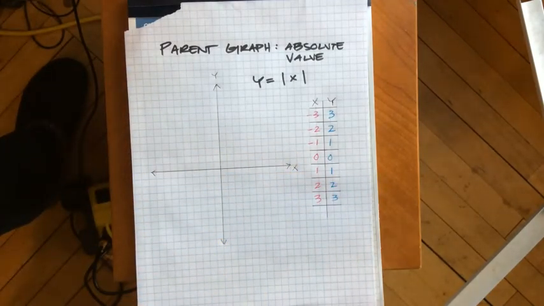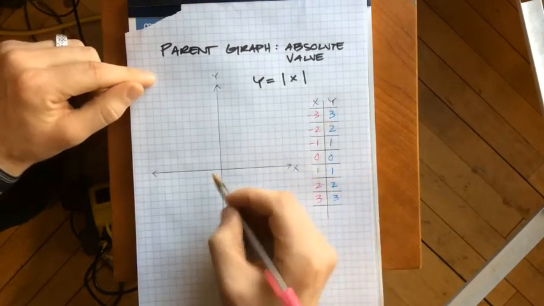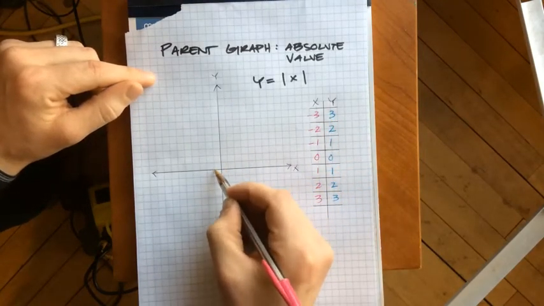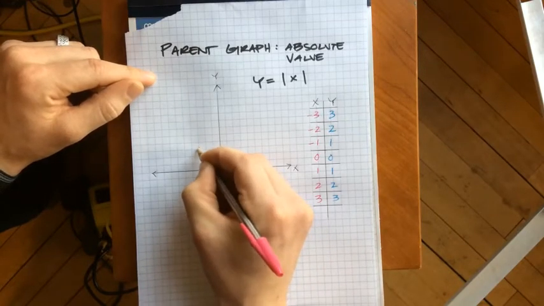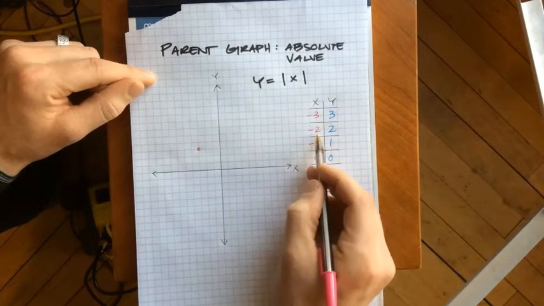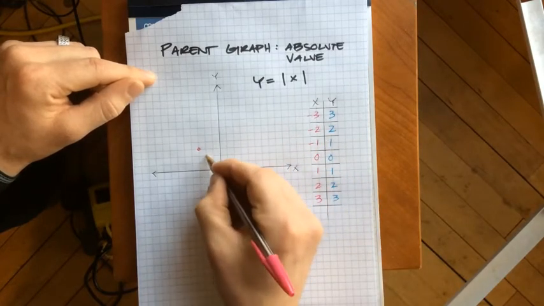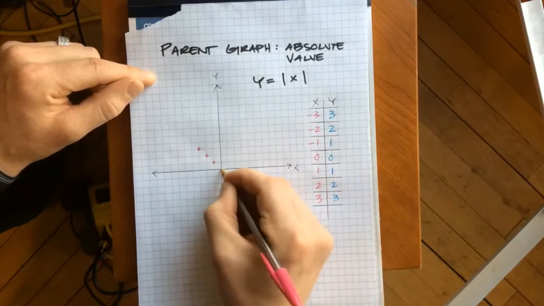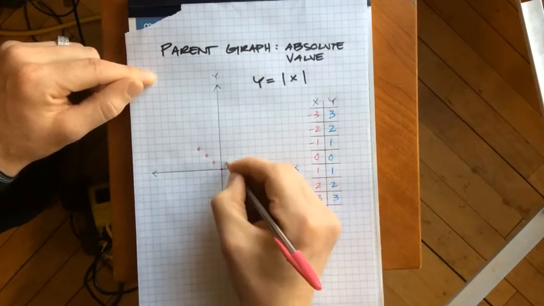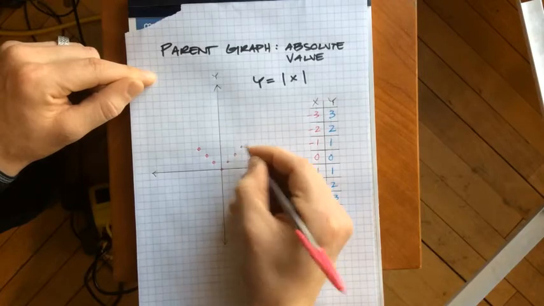So if we go to our graph and graph those points, -3, 3: 0 is here, -3, -1, 2, 3 in the x direction, and 3 in the y direction is right here. -2 in the x, and +2 in the y. -1 and 1, 0, 0, 1, 1, 2, 2, 3, 3, and so on.